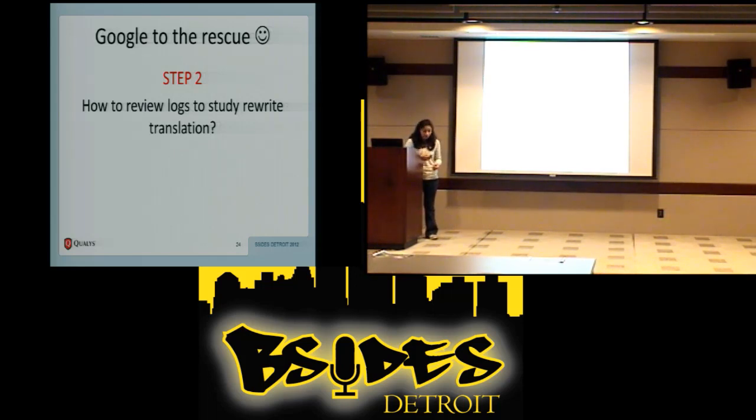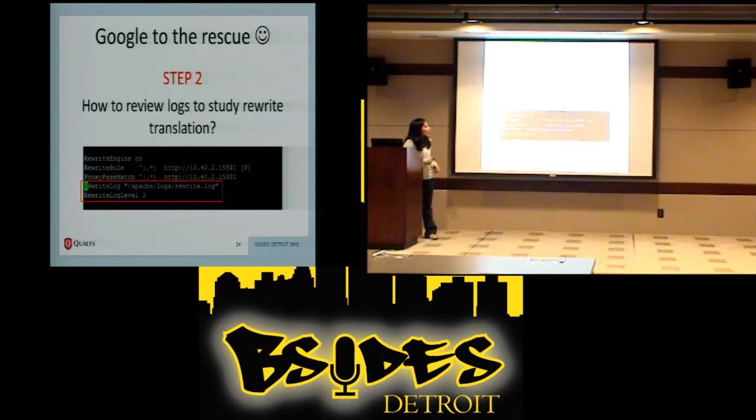Now to set up logging on Apache was quite simple. I just had to do 2 lines of code change in the Apache configuration file. So to set up rewriting, all you need to do is have a directive called rewrite log, and then just assign it a file name. And then you need to set rewrite log level to 3. Once you do that, you restart Apache. You can monitor all your requests and how the reverse proxy translation is working.